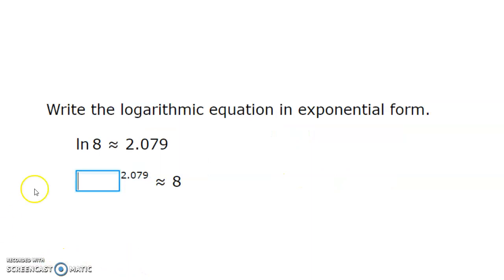Okay, let's go ahead and try that again. And again, notice that we have a log that we're going to start with, and we're going to write it in the form of an exponential. So here we've got natural log of 8 is approximately 2.079. So the first thing I'm going to do is rewrite this in this form right here. We know that natural log is the same thing as log with a base of e. So the only change from here to here is that ln, the natural log, is now written as log with a base of e. And the reason I do that is so that I can take this and convert it into the form of an exponential.